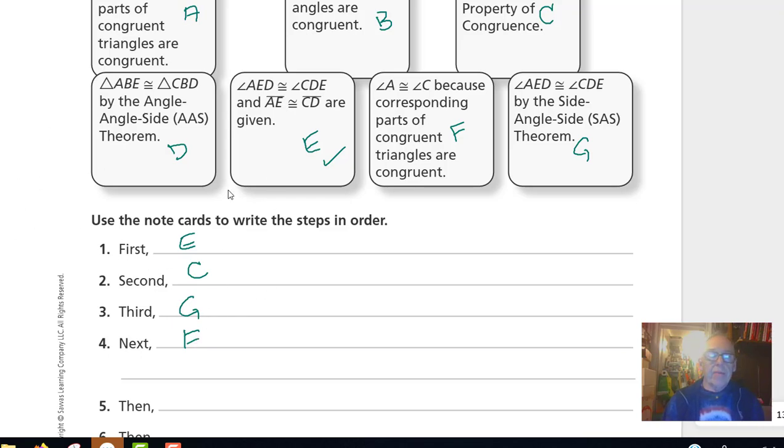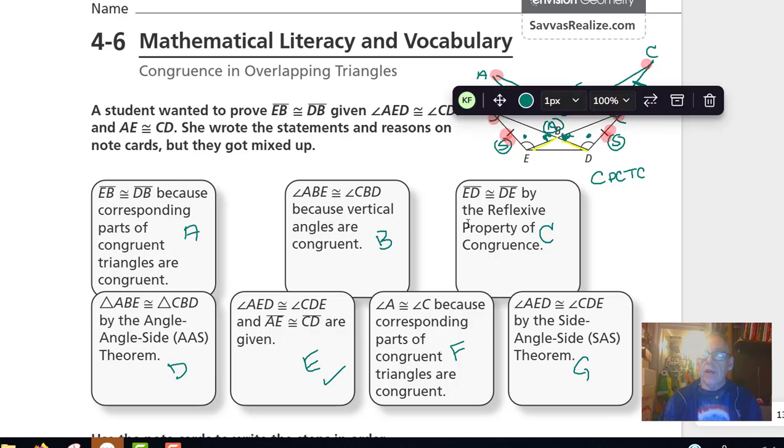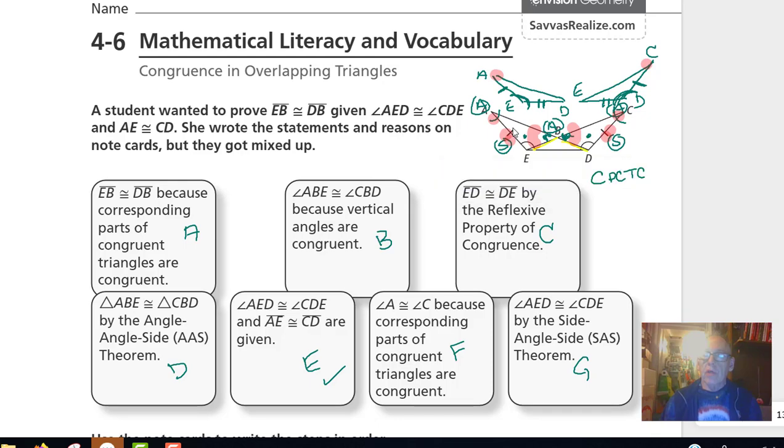Now in the small triangles, we've got that this angle and this angle are congruent because those are corresponding parts of the two big triangles. These two sides are already marked as congruent, so we get an angle and a side. The other thing we can see is that if we can show these two angles are congruent because they are vertical angles, that gives us an angle side pattern. So the next thing we need to do is bring out that these vertical angles are congruent to each other. That's going to be B.